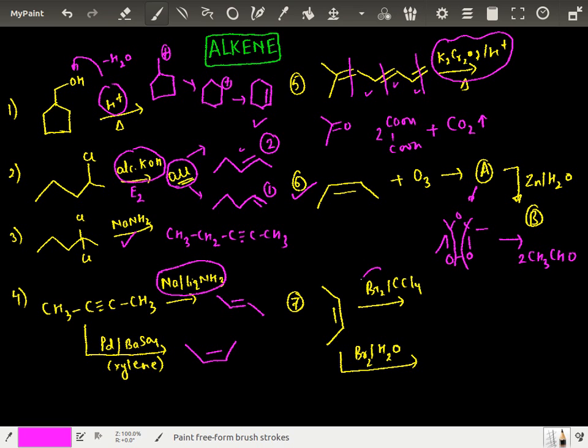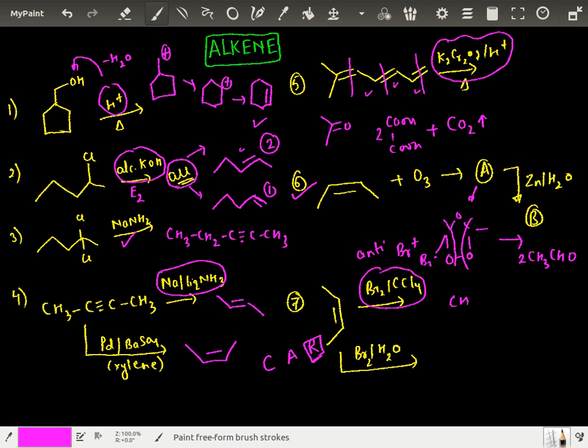Next, bromine in CCl4. This is an example of an anti-addition, and we know that for a cis substrate, if it is anti-addition, we always get a racemic mixture. Remember this. When we say bromine in CCl4, the adding entities are Br plus and Br minus. So we'll try to form the racemic mixture.